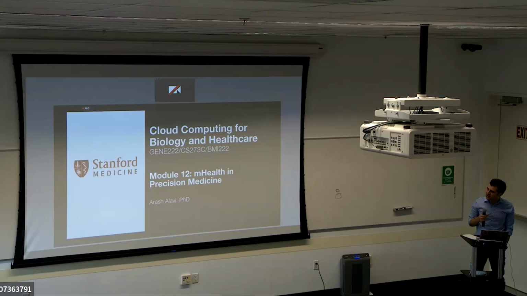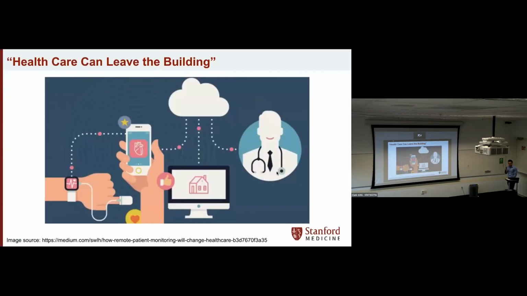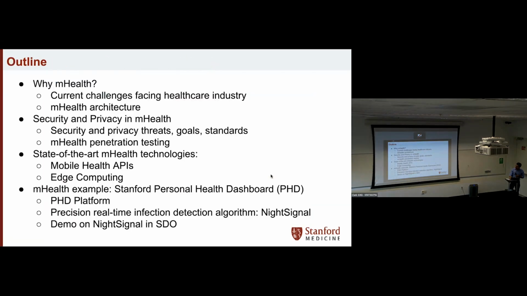Today we are going to talk about mHealth in precision medicine. We'll talk about the current challenges in healthcare industry and how mHealth can address these challenges. If we want to summarize the story of mHealth, we can say that healthcare can leave the building, or even in many applications, maybe it has already left the building. So that's the idea behind mHealth. In today's lecture, we'll talk about why mHealth is important and what are the current challenges that are facing the healthcare industry and how mHealth can address them.